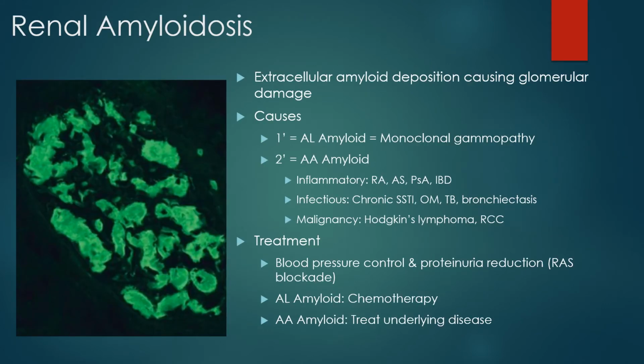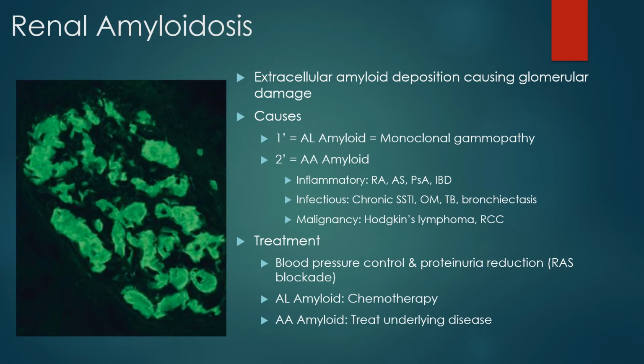We'll now move on to systemic causes of nephrotic syndrome, starting with renal amyloidosis, where extracellular amyloid deposition causes glomerular damage. The causes can be primary or AL amyloidosis from an underlying monoclonal gammopathy or secondary AA amyloid from an underlying disease. These can be categorized into inflammatory, infectious, or malignancies.